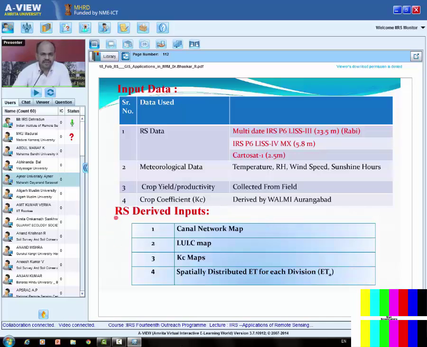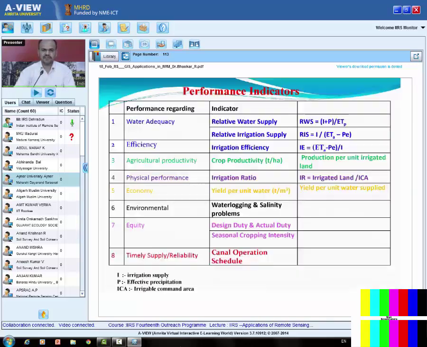So what are the RS derived parameters, the remote sensing derived parameters? We have derived the canal network map from high resolution remote sensing data. We have derived the land use map using multi-temporal, multi-spectral data. Then from field observations and this, we have generated the KC map and we have calculated the irrigation water requirement, and that has been used as input for performance evaluation.